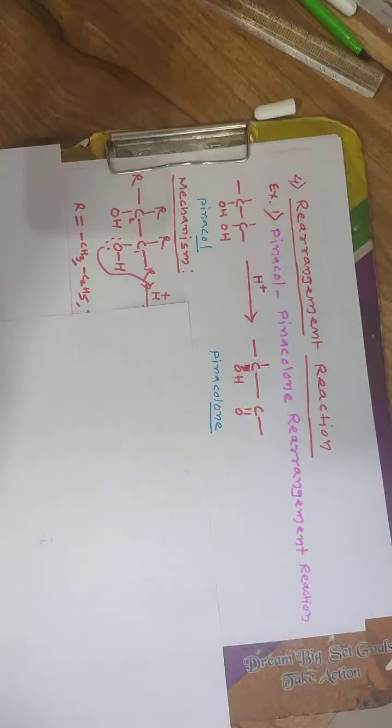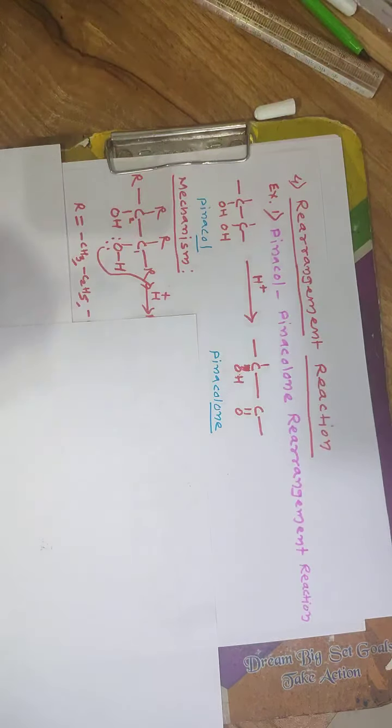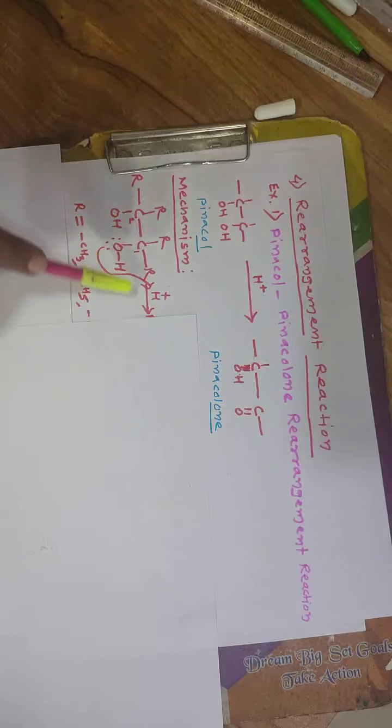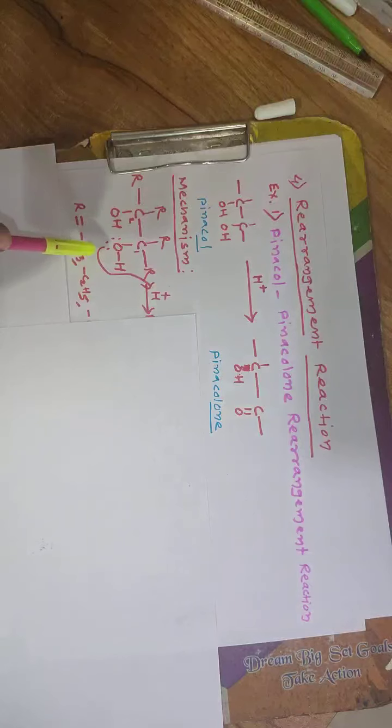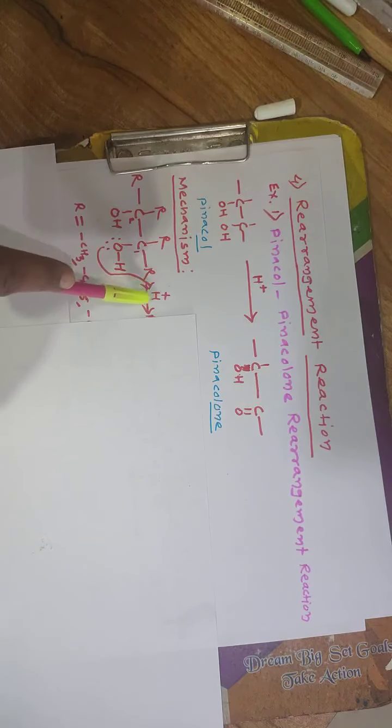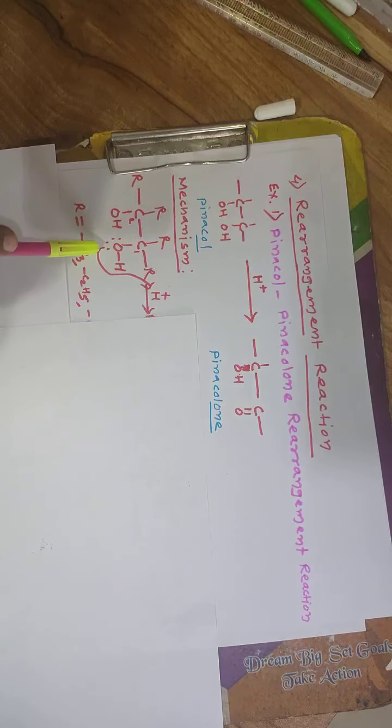The reaction takes place in the presence of acid. So when this pinacol reacts in the presence of acid, then what happens, as this oxygen is more electronegative and it has two lone pairs, one of the lone pairs is given to the H positive. So the lone pair is given to the H positive. So as oxygen gives lone pair, oxygen carries which charge?